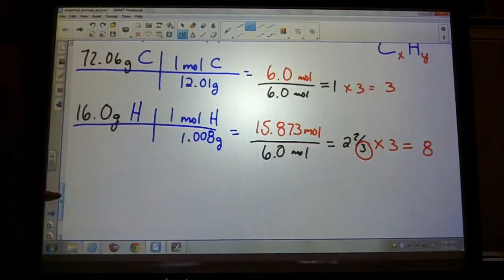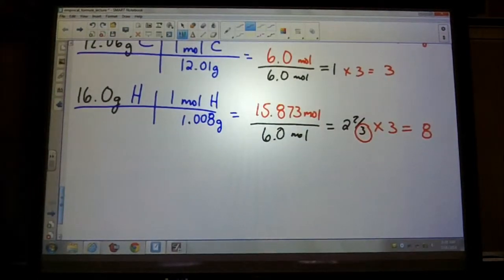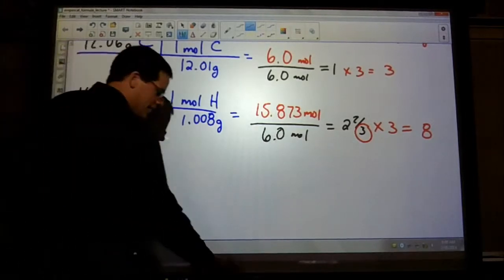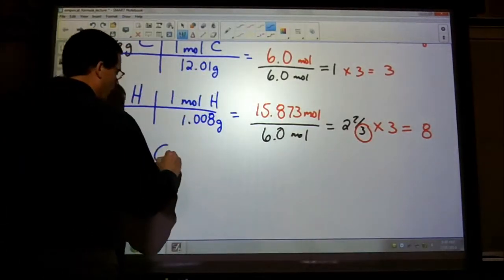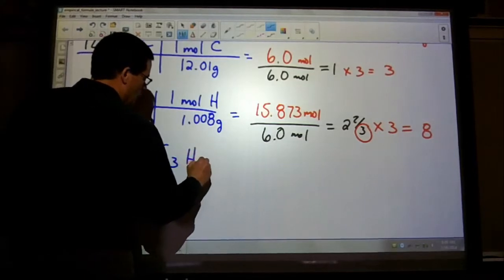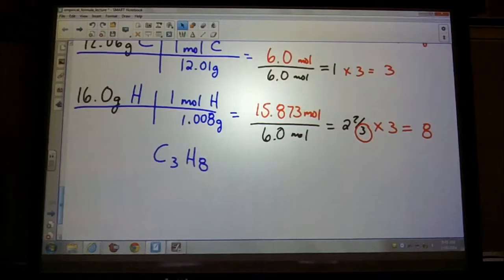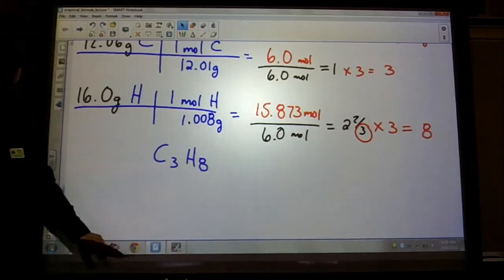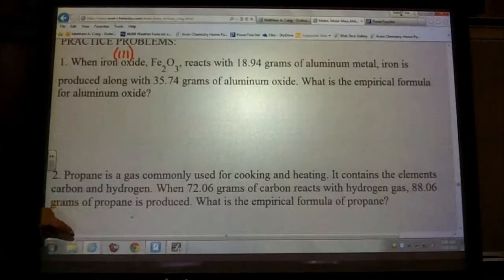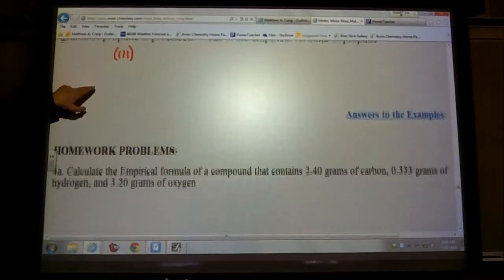So again, that's why God made calculators for you. So we have C3H8, which is propane. Okay. The homework, the 3s and the 4s are your homework.